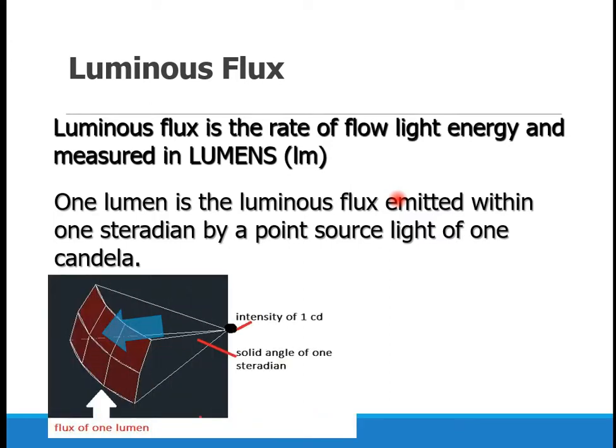If we look at this diagram, assuming the sky blue arrow is the direction of the luminous intensity, if we have a light intensity of 1 candela, then the flux of that particular lamp is going to be 1 lumen that will be illuminated in that direction. So that's what it means.